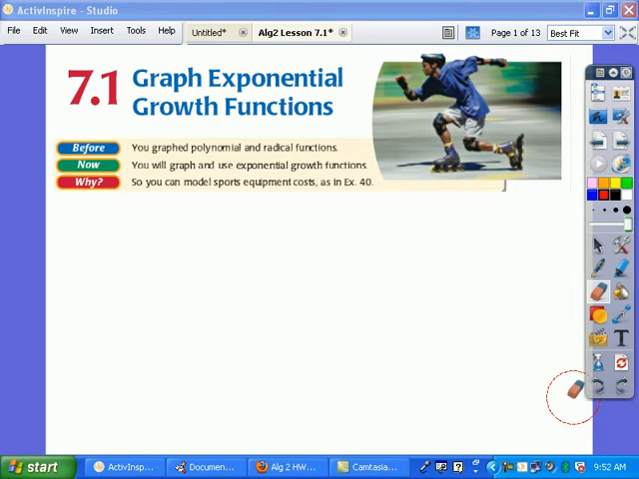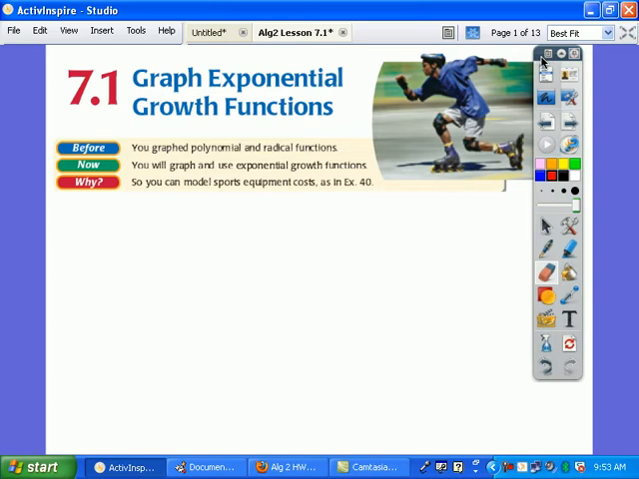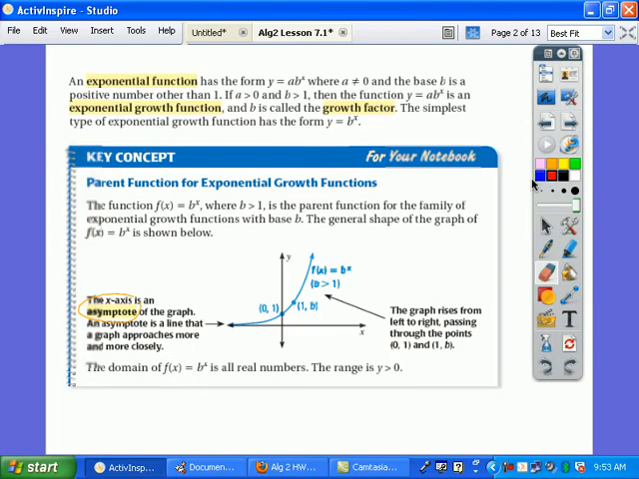As a quick review, (7.1) is about exponential growth functions, and these are in the form y equals b to the x. Okay, so our variable is in the exponent's place.